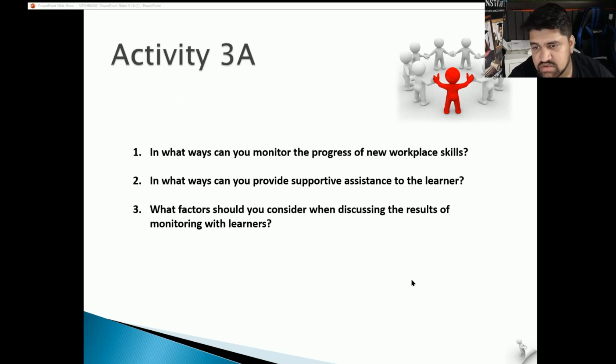Right, what factors should you consider when discussing the results of monitoring with learners? First of all, I always want you to say privacy. If you're in a group setting and the results need privacy, because they might have some revealing information, I would say give those results back in a private room or in a manner that is private so other people don't know.